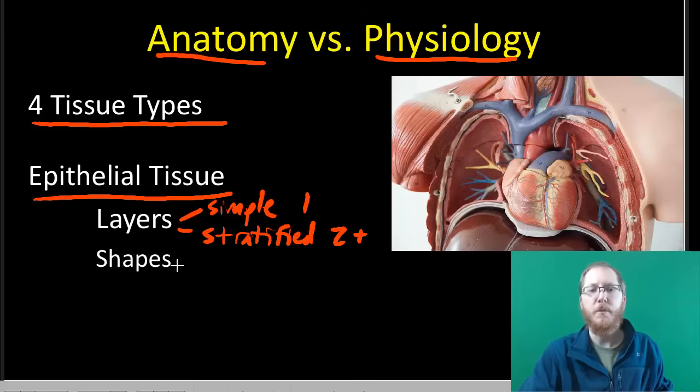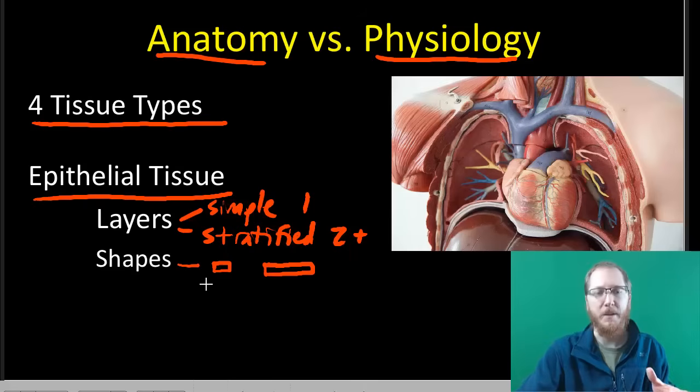The other way is you'll see we do it based on shape, and so they can be cuboidal, which is like a box. They can be columnar, which is long and skinny like a column. And they can also be squamous, which is what I always consider like an egg.